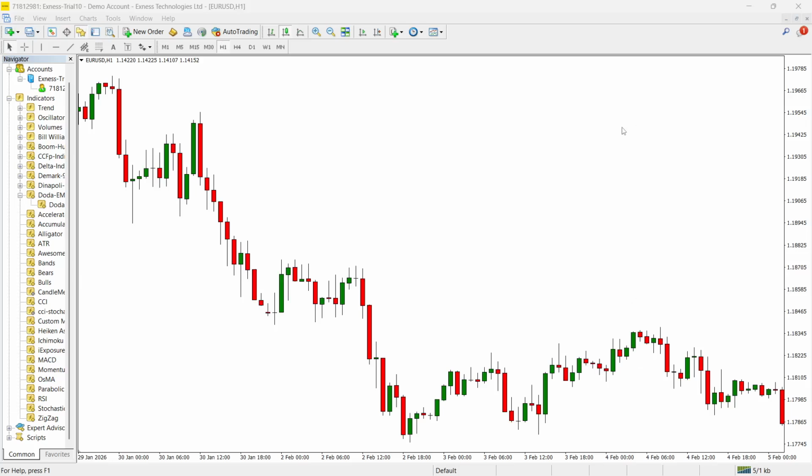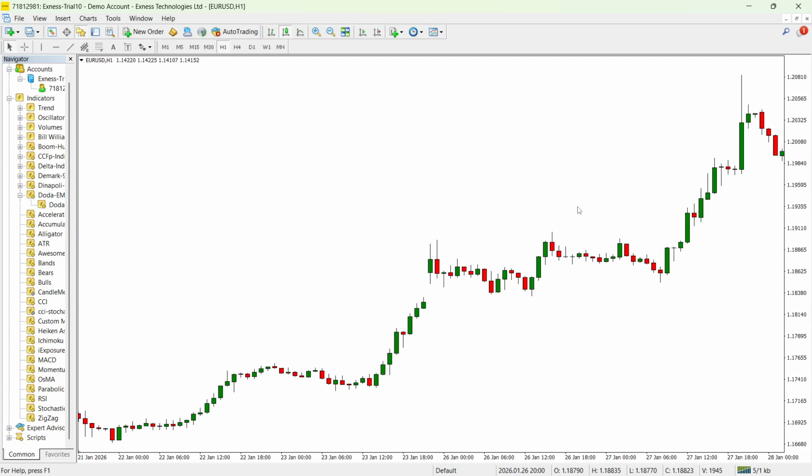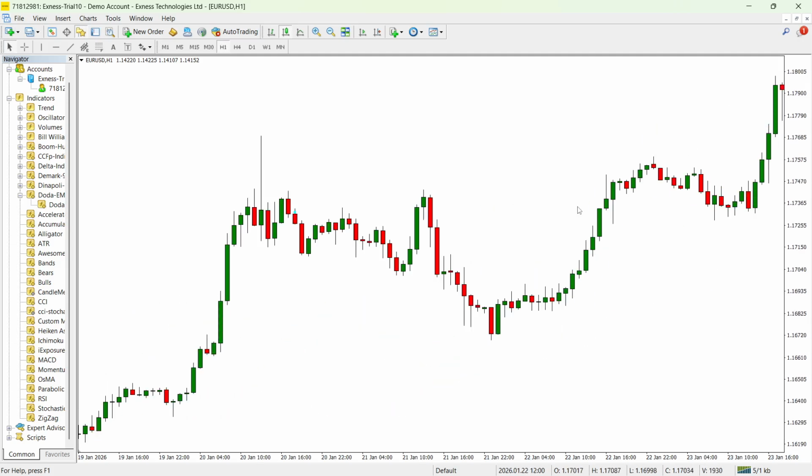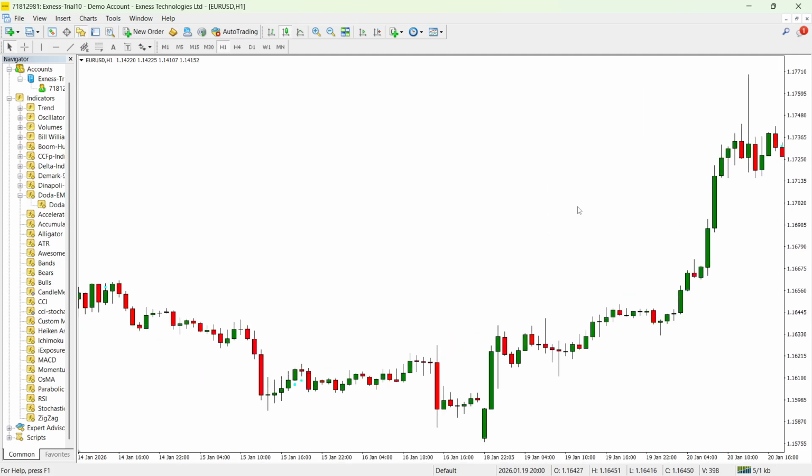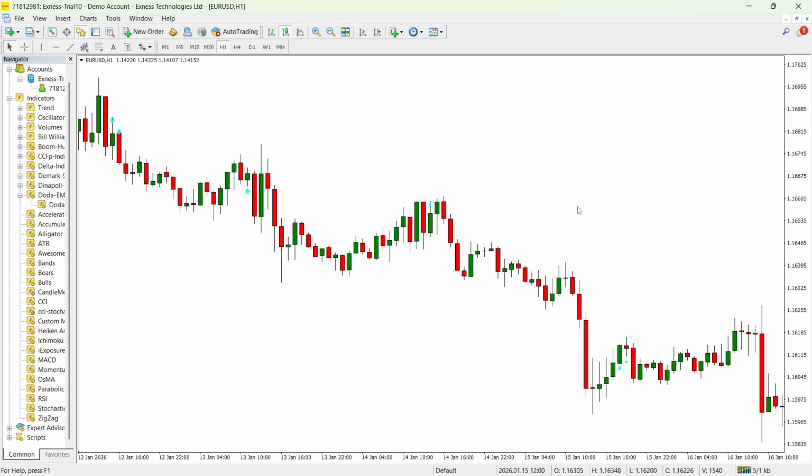Hello traders. Today we are looking at the Doda EMA Indicator for MetaTrader 4. This tool uses exponential moving averages combined with smart filtering to provide cleaner trend direction signals. At this point, I'll load the indicator on the chart so you can see how it looks in real time.